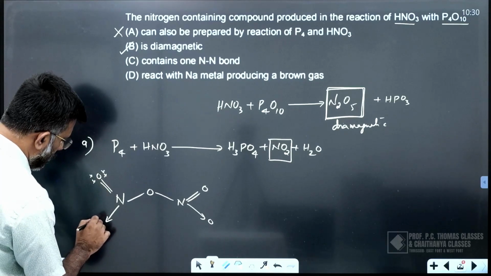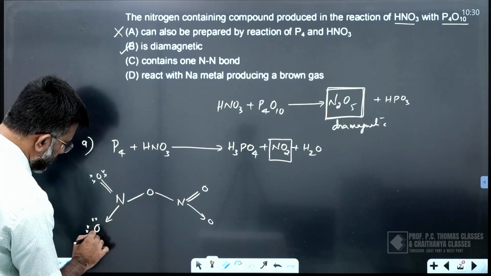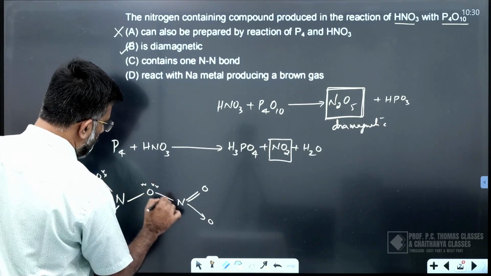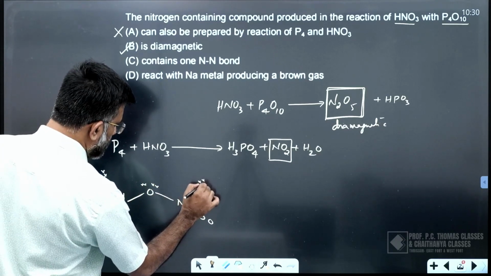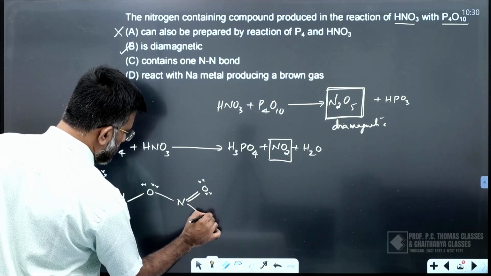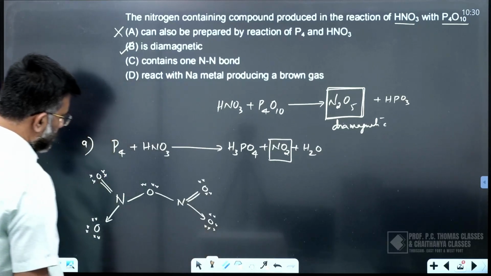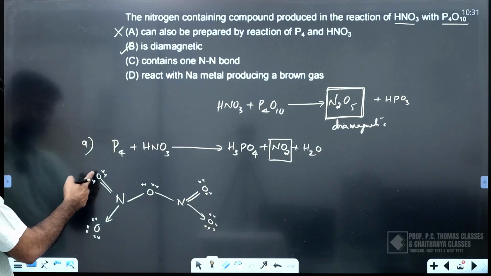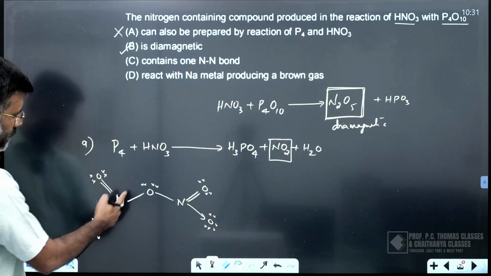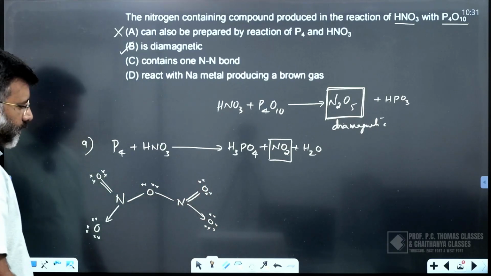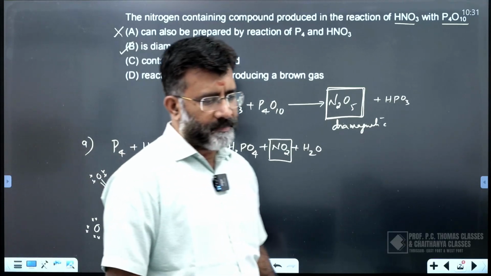There is no odd electron system. It is all paired electrons. And you can see the number of lone pairs is 1, 2, 3, 4, 5, 6, 7, 8, 9, 10, 11, 12 lone pairs. 12 lone pairs.